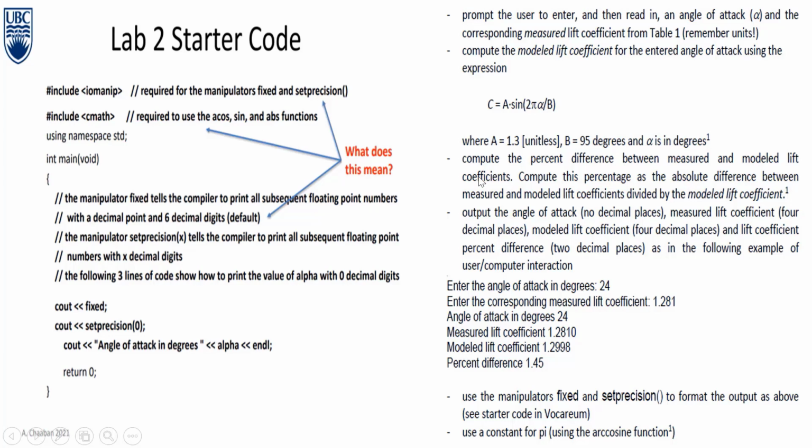And after that, you are required to output. Output means cout. The angle of attack with no decimal places, which means that we will set the precision to 0. The measured lift coefficient with 4 decimal places, which means that we will set the precision to 4. And the modeled lift coefficient with 4 decimal places, set precision to 4. And the lift coefficient percent difference with 2 decimal places, so you will set the precision to 2. You are given starter code for the set precision.